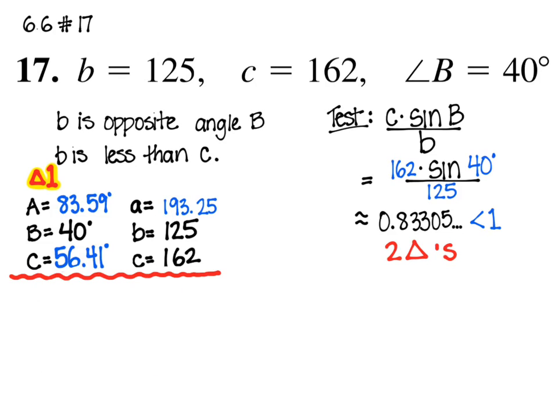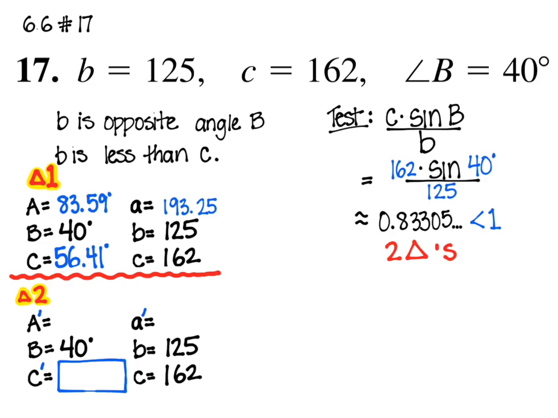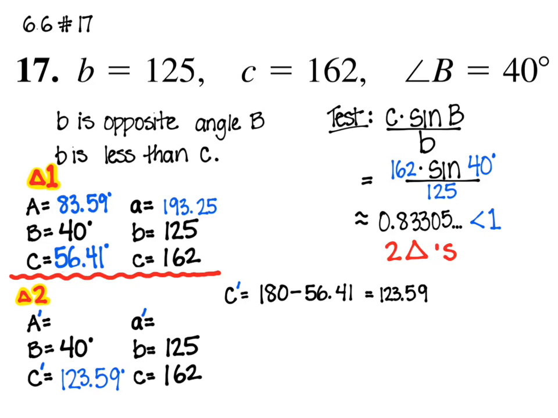Remember, there's two triangles. So I've got the information for the first triangle. For the second triangle, I start off with the same three pieces of given information. Now remember, this was the first angle that I used the law of sines for. So this time, for C prime, I'm going to take the supplement of C. So I'm going to subtract C from 180, and we get 123.59, and that's the degrees for angle C prime.